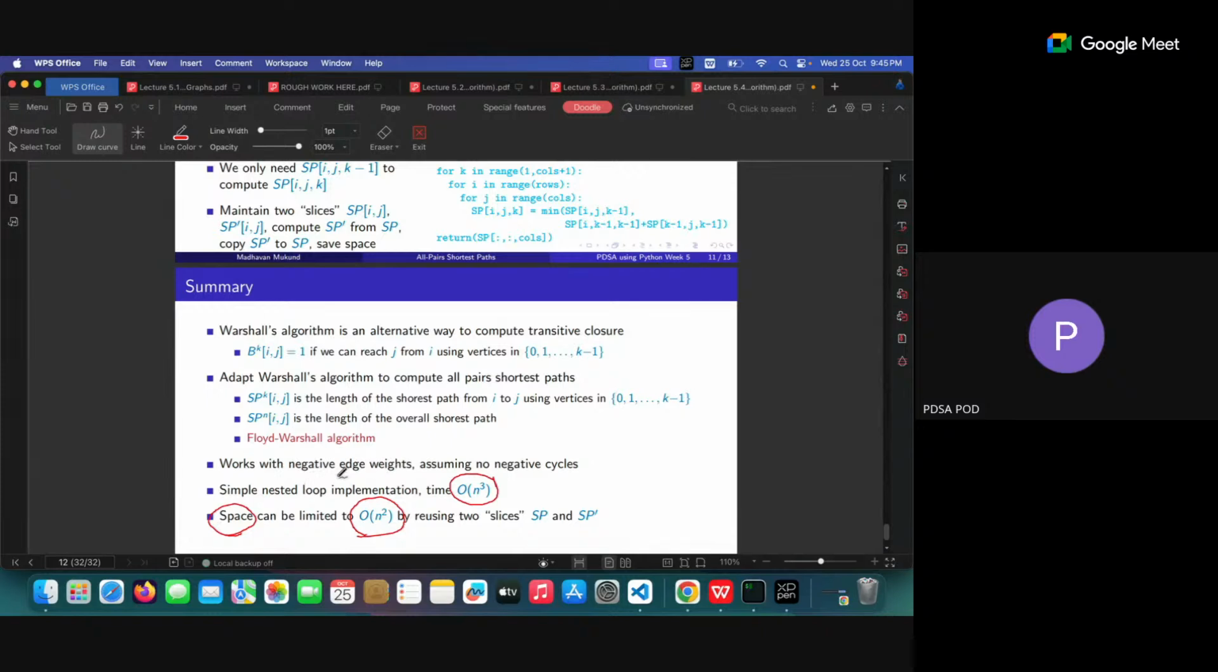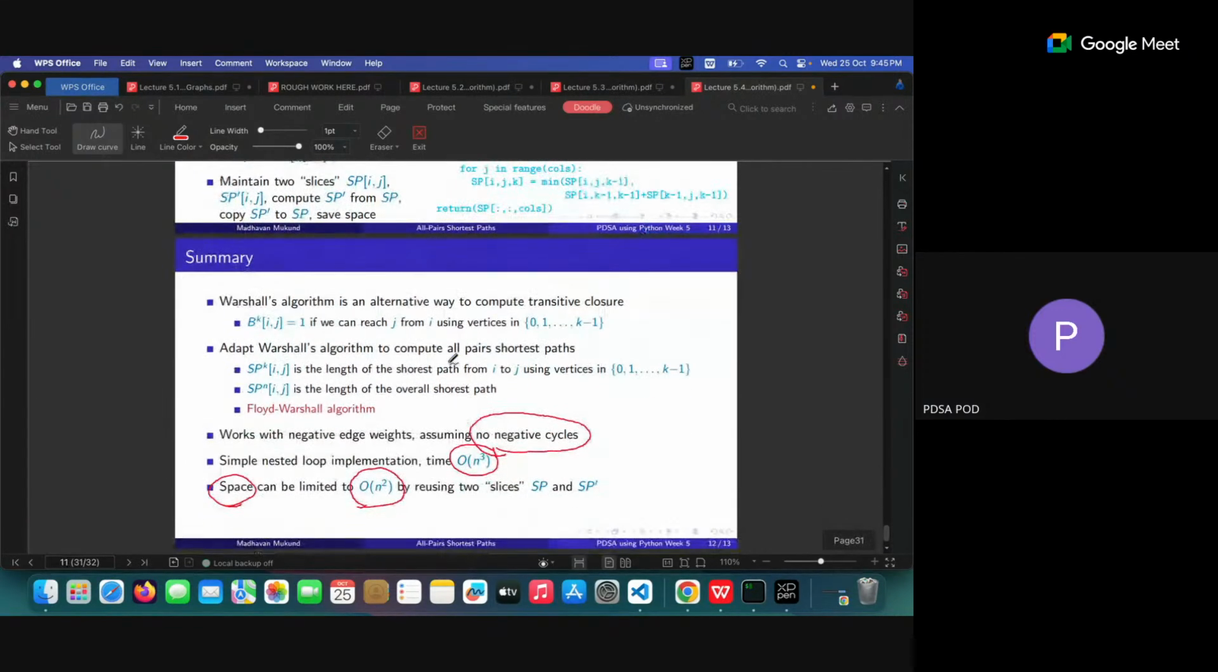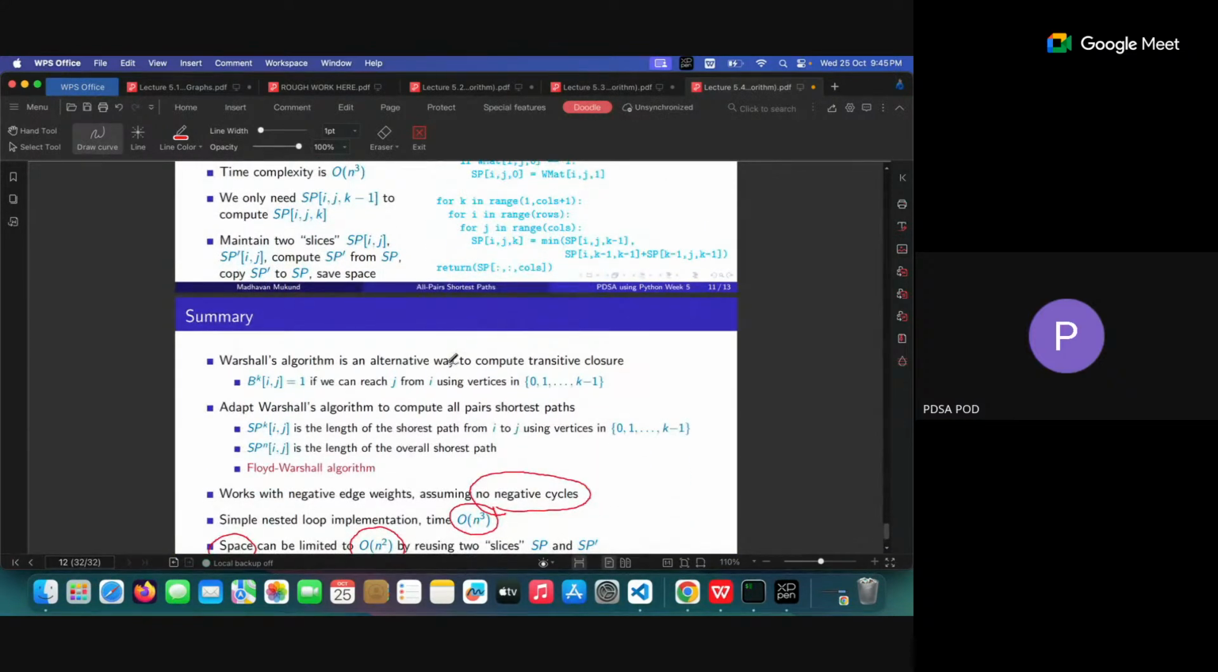So it works with negative edge weights, assuming that there are no negative cycles. Negative cycles are not there, but negative edges are there. This is exactly what the Floyd-Warshall algorithm does. Okay, so I hope that it's pretty much clear.